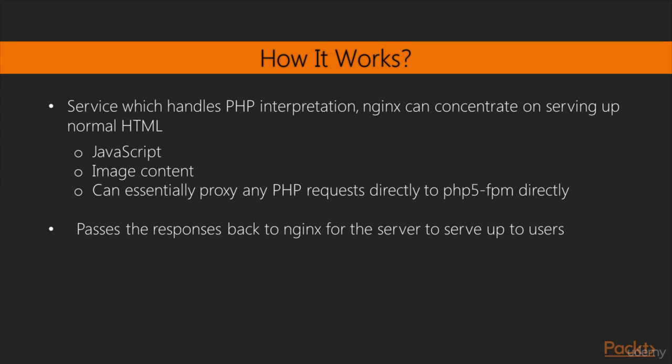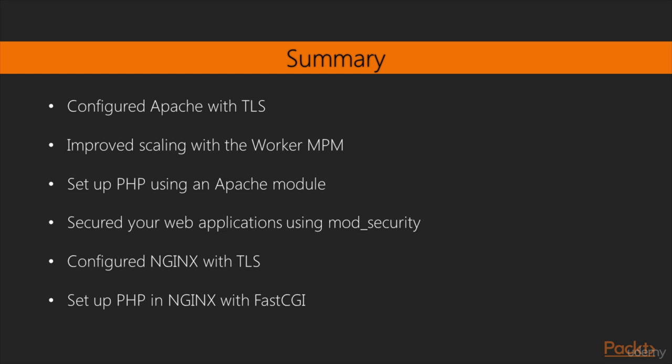Superb! In this video we have dealt with setting up PHP in NGINX with FastCGI. Here we have come to the end of the section and first part of Linux networking solutions. In this section we configured Apache with TLS, then improved scaling with the worker MPM. After that we set up PHP using the Apache module. Next we secured your web applications using mod_security. Next we configured NGINX with TLS. And finally, setting up PHP in NGINX with FastCGI. Catch you up with Linux networking part 2 soon.